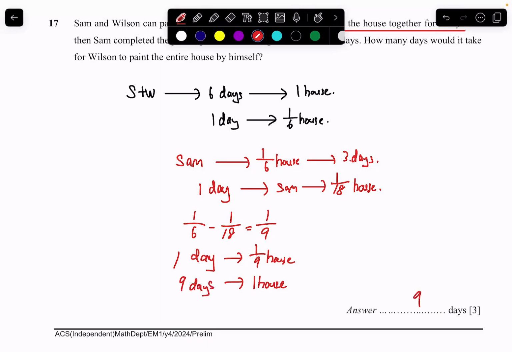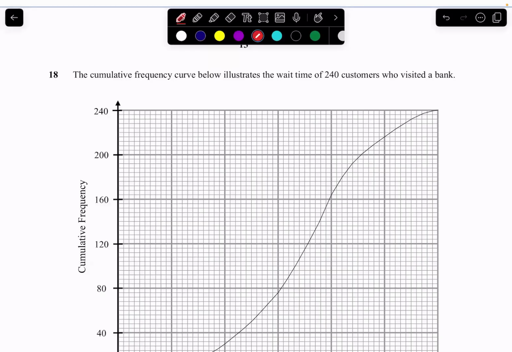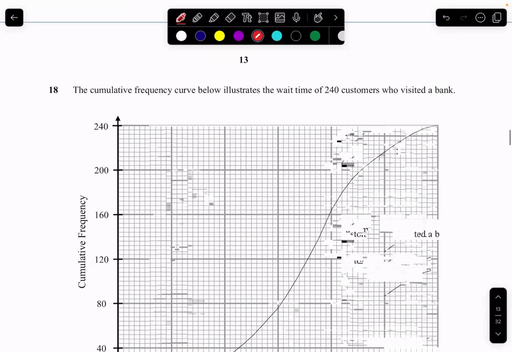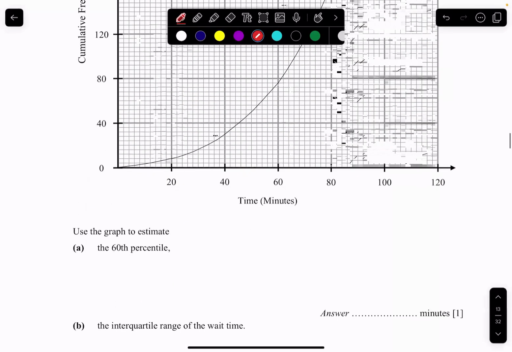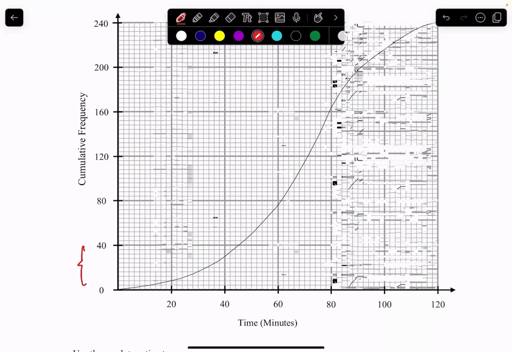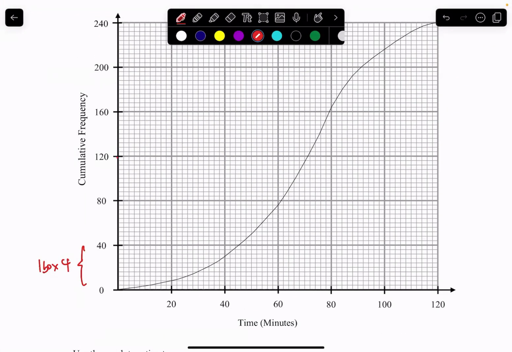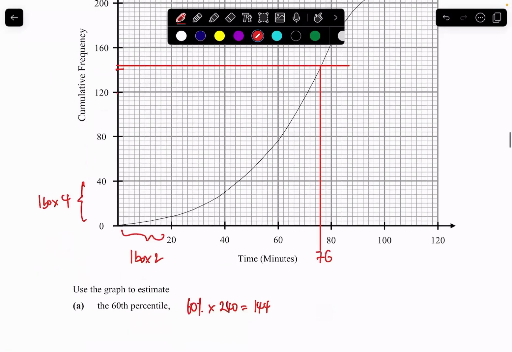9 days. The cumulative frequency curve below illustrates the wait time of 240 customers who visited a bank. Use the graph to estimate the 60th percentile. 60% of 240 is 144. This is 10 boxes, so each box is 4. 120, 1, 2, 3, 4, 5, 140, 144. 144 is over here. So the 60th percentile has a time of 60-something. This is 10 boxes, each box is 2. So 60, 62, 64, 66, 68, 70, 72, 74, 76. So the 60th percentile is 76 minutes.